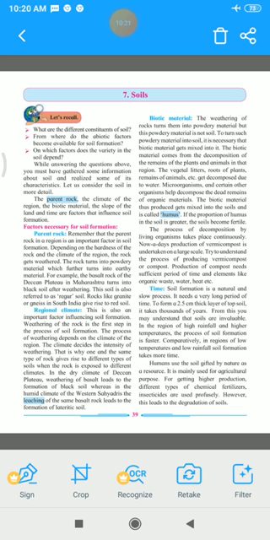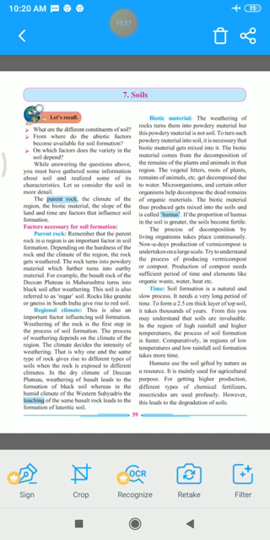From this you may understand that soils are invaluable. So how valuable is soil, yes or no? In regions of high rainfall and higher temperatures, the process of soil formation is faster. Comparatively, in regions of low temperatures and low rainfall, soil formation takes more time.